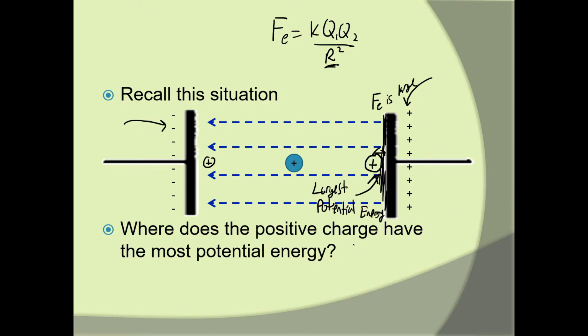Because in a roundabout way, you can say work is related to force by this equation. So if this number is really large, then there's a large potential to do a lot of work. So there's a large amount of potential energy.